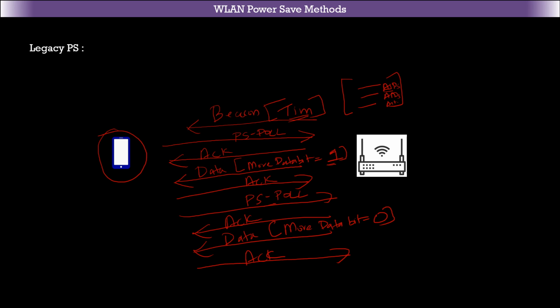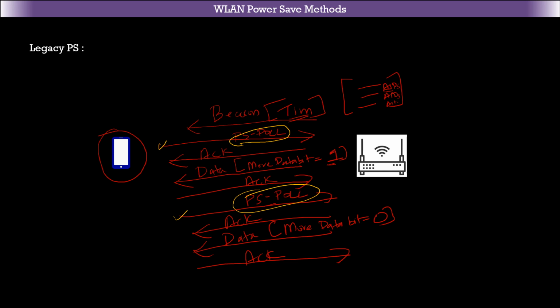One of the obvious problems or inefficiencies of this method is the necessity to send these frames. You have a PS poll here, and it has to be followed by an ACK. For each one of these transmissions, the station has to contend for the medium again. So it introduces a whole lot of overhead in the process of the station sleeping and waking up.